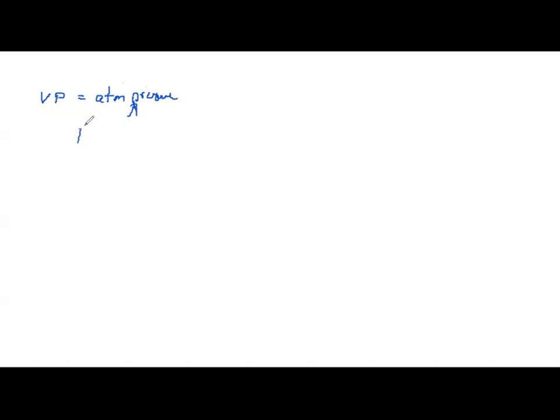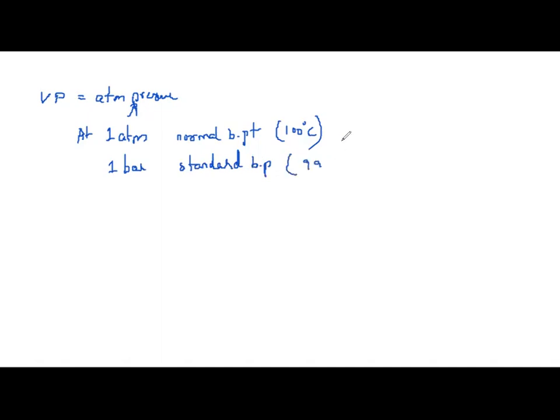If you take 1 atmosphere pressure, the boiling temperature is called the normal boiling point, and it is 100 degrees Celsius for water. Example: if the pressure is 1 bar, instead of 1 atmosphere, then it is called the standard boiling point, and it is 99.6 degrees Celsius for water I am speaking about. Understood? 99.6 degrees. So that is called the standard boiling point.